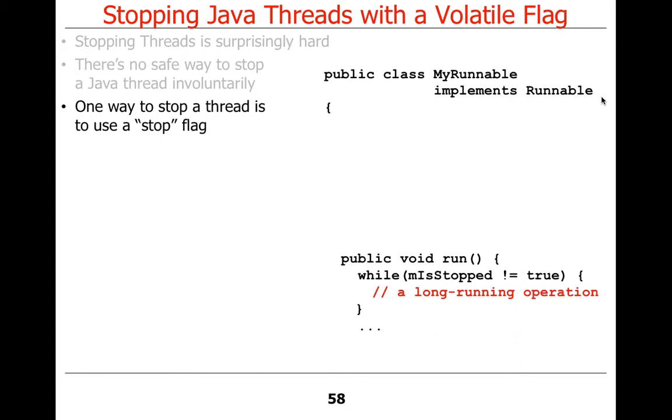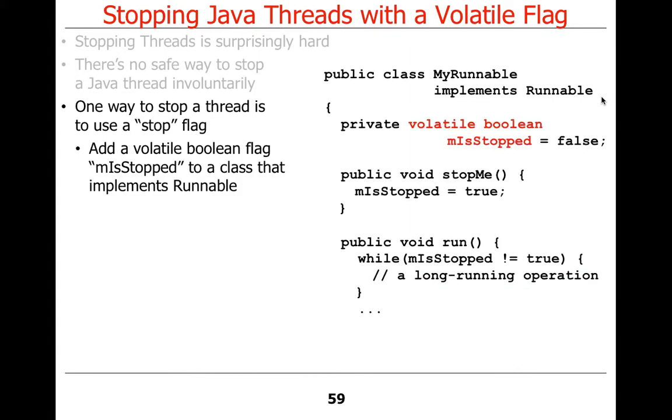One way to stop a thread is to use a stop flag. That's why this shouldn't say volatile flag. This should say, oh, I take it back. This is right. Volatile flag is correct. We'll talk about volatile in a minute. So one way to stop a thread is to use a stop flag. So here's a class, myRunnable, that implements Runnable. And it's got some long-running operation in its run method. And to do this, we go ahead and make a Boolean flag called m_is_stopped, which is volatile, and it's set to false initially.